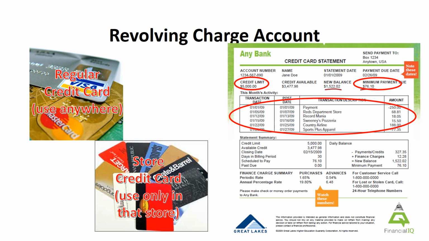You'll have a minimum payment due every month. That's normally somewhere around 2 to 2.5% of the unpaid balance. There will be finance charges associated with any unpaid balances. There may even be some additional charges for late payments or things along those lines.